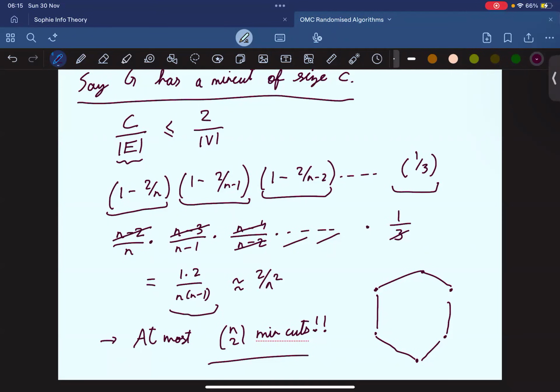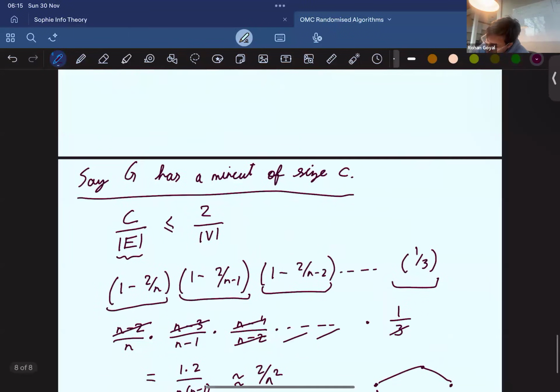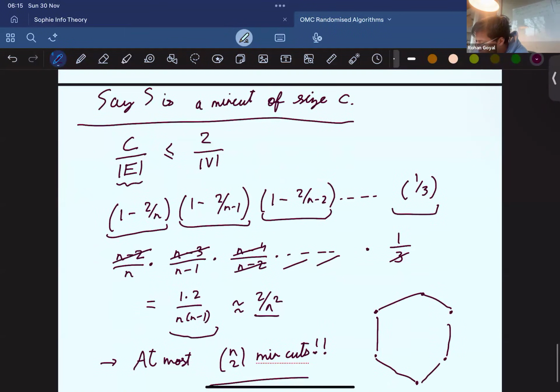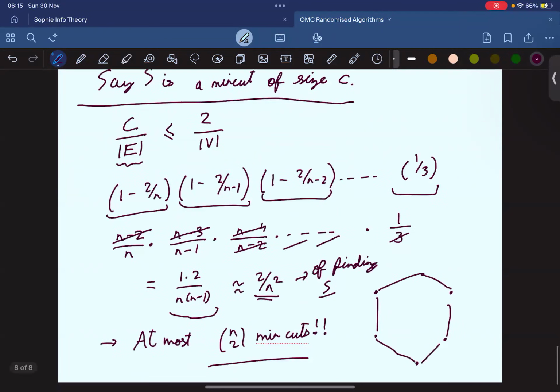Can you just briefly repeat how there are at most n choose 2 min cuts? So I'm saying this, say S is a min cut of size C, then this is the probability of finding S. I'm saying for every set S which forms a min cut, this is the success probability. But I only found one thing at the end, right? I can only find one of them at the end.